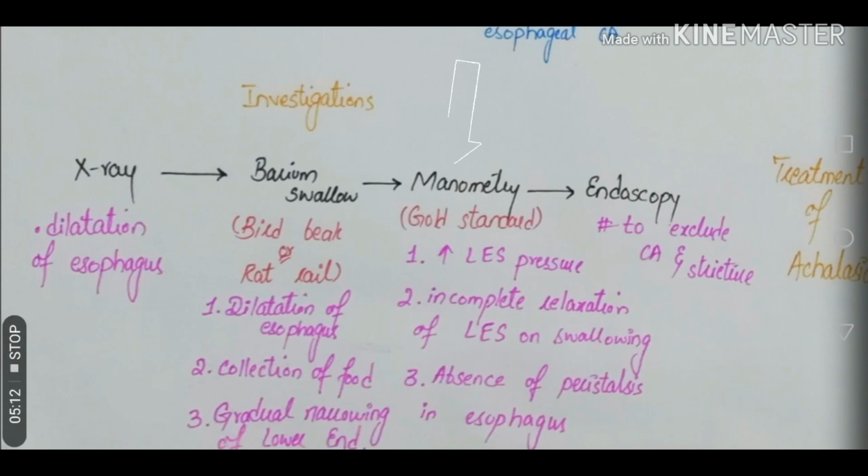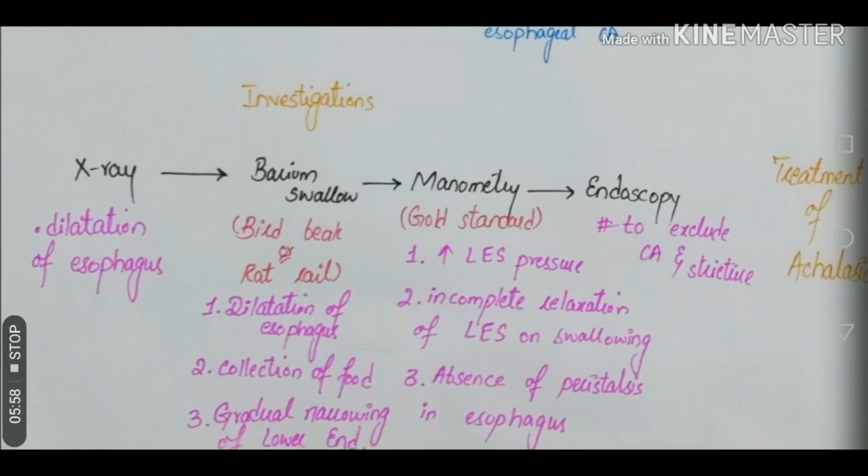Then we have manometry. Manometry is the gold standard for making a proper diagnosis of achalasia, but the disadvantage of manometry is that it is not available in all the hospitals. But if it is done, what would be the key features found on manometric observation? That is, increased lower esophageal sphincter pressure, incomplete relaxation of the lower esophageal sphincter on swallowing, and absence of peristalsis in esophagus. And then we also have endoscopy to exclude carcinoma and strictures.